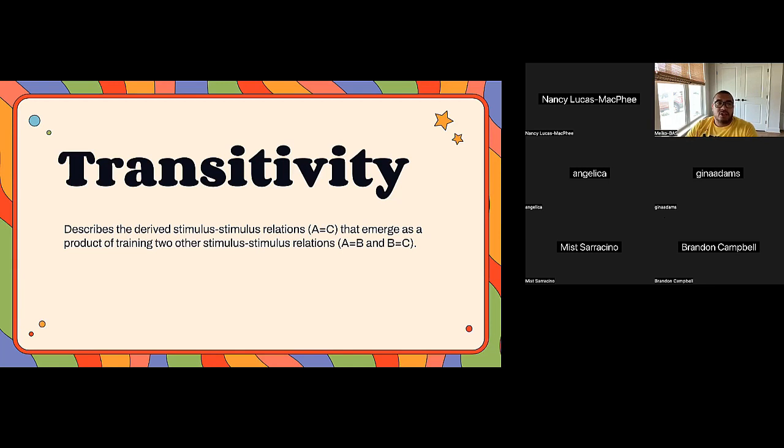Someone is asking, do we need two derived relations or one? What does this definition say? Transitivity describes the derived stimulus-stimulus relation A to C. That's it. We only need one, right?